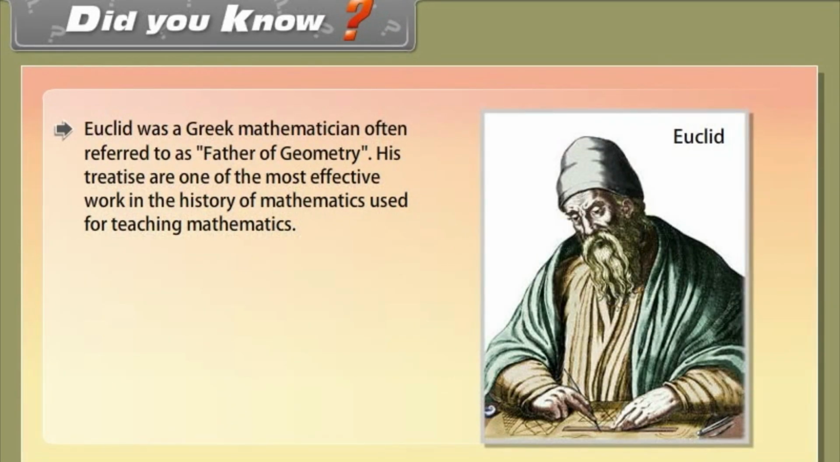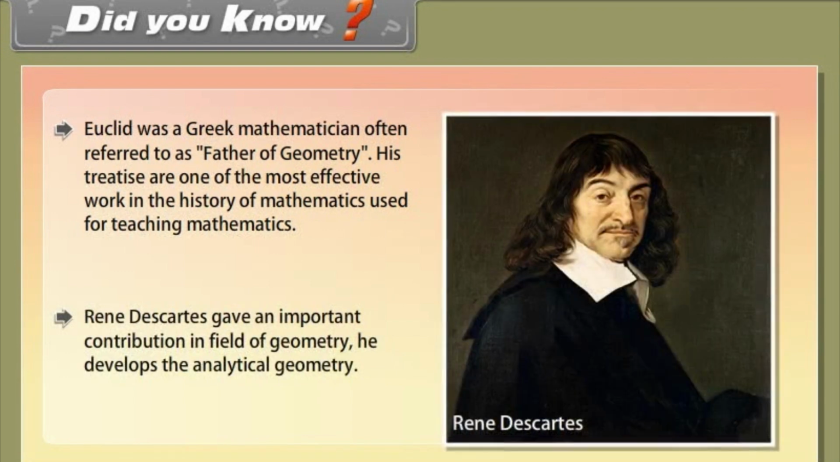Did you know? Euclid was a Greek mathematician often referred to as the father of geometry. His treatises are among the most influential works in the history of mathematics, used for teaching mathematics. René Descartes made an important contribution in the field of geometry. He developed analytical geometry.